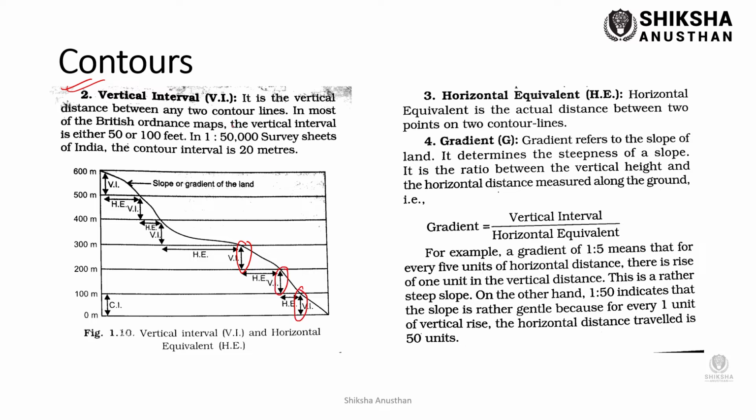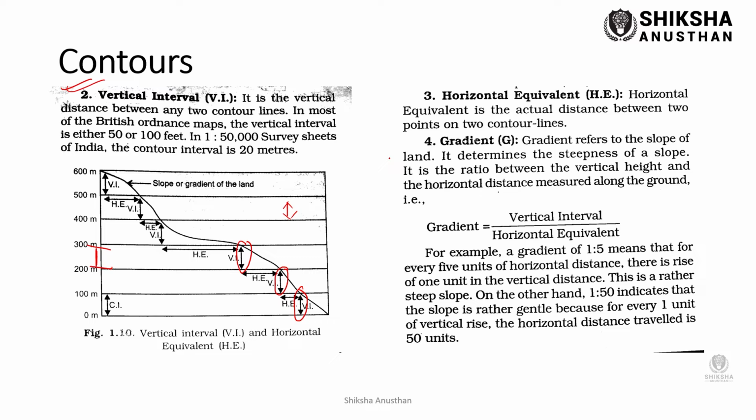It is a vertical distance between any two contour lines. We can say if this is a contour line and this is a contour line, the distance between them is a vertical interval. It is either 50 to 100 feet. In the 1 is to 50,000 Survey of India sheets, the contour interval is 20 meters. In Indian survey maps, these are 20 meters.